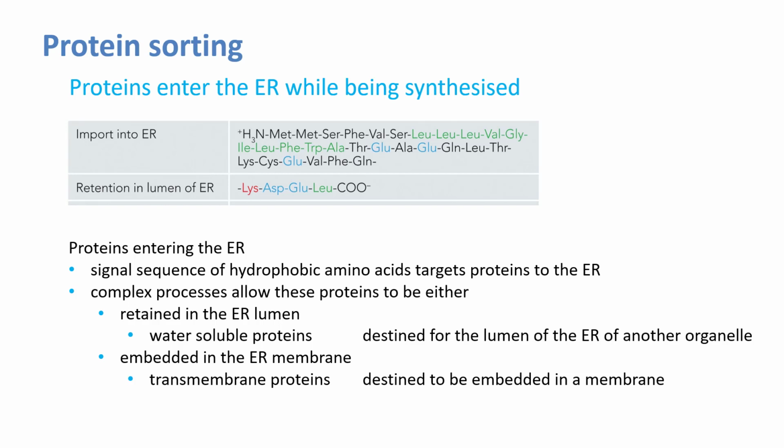The other possible thing is they might be embedded in the endoplasmic reticulum membrane, and this tends to be the case for transmembrane proteins. These are proteins whose ultimate destination is to be embedded in a membrane, either in another organelle or indeed in the plasma membrane. In both these cases, if their final destination is not the endoplasmic reticulum, they are then transported to that final destination using vesicular transport.